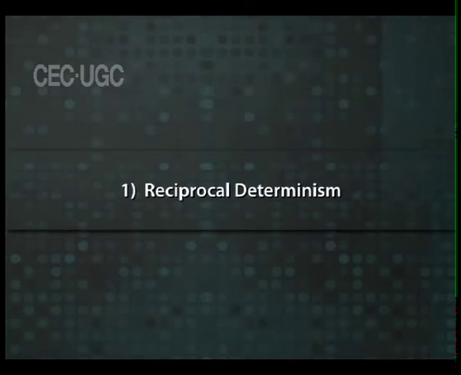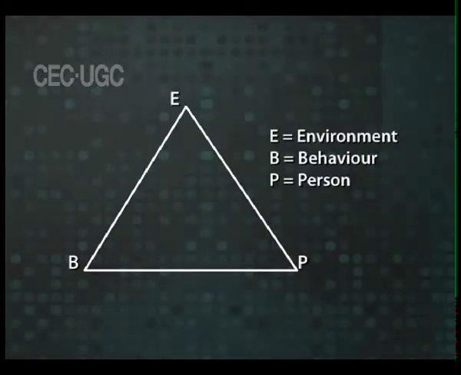Reciprocal Determinism. The social learning theory explains behavior in terms of triadic, dynamic and reciprocal interaction of the event, personal factors and behavior. Some sources of influence are stronger than others and they do not all occur simultaneously. In fact, the interaction between the three factors will differ based on the individual. In this diagram, we can see there are 3 points: E, P and B. E stands for environment, B for behavior and P for person.